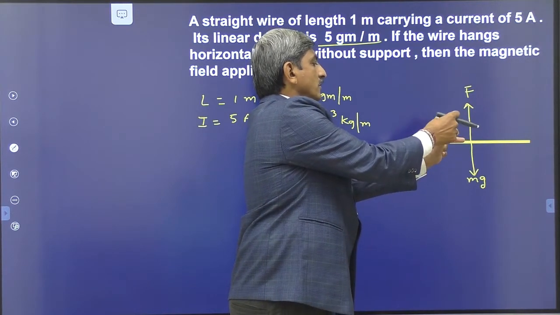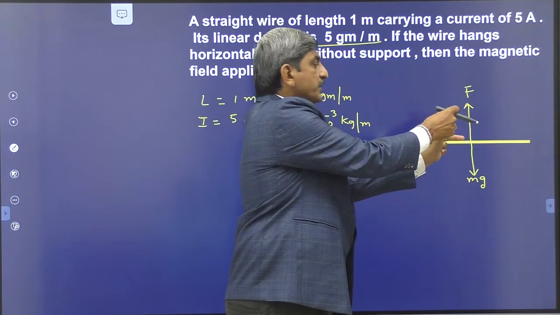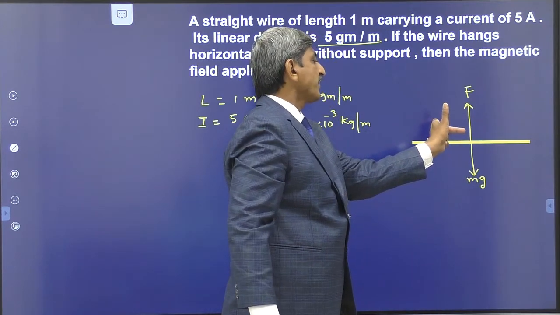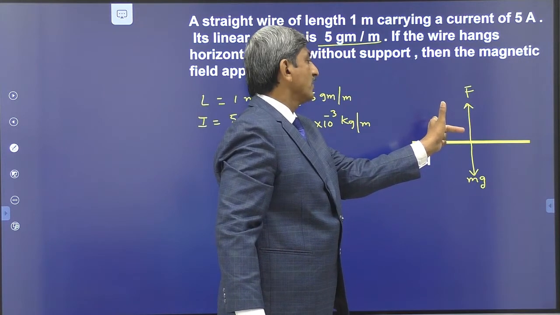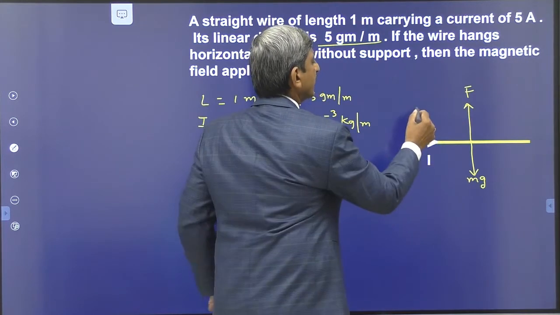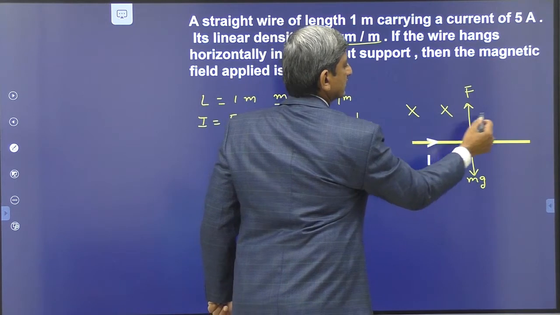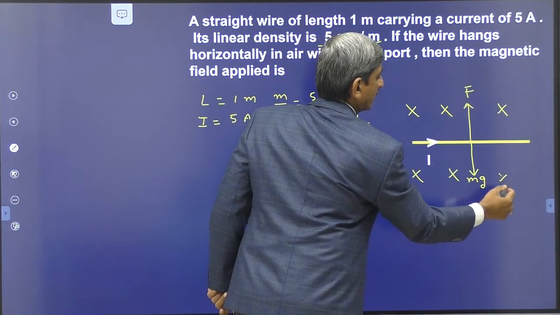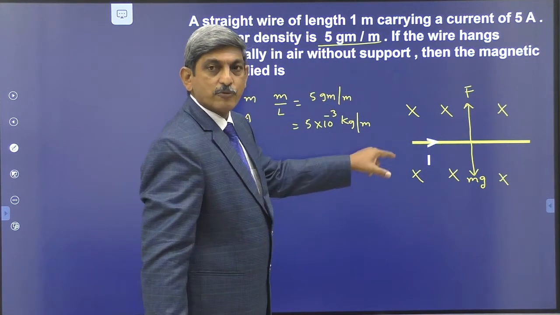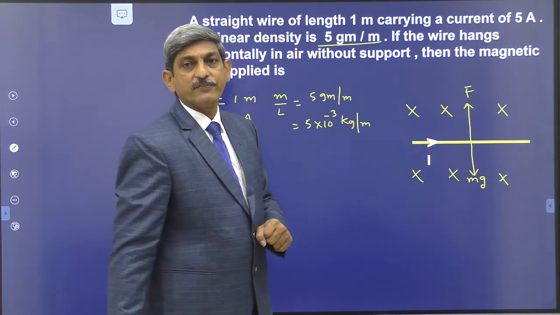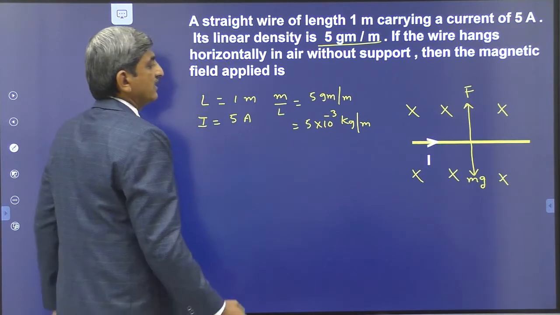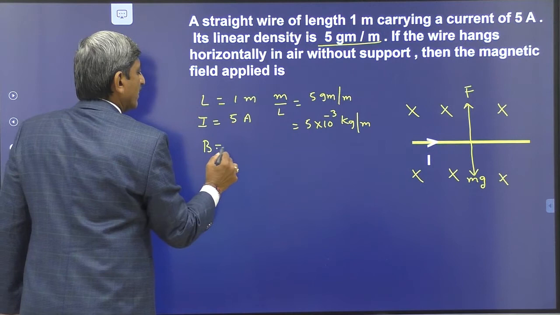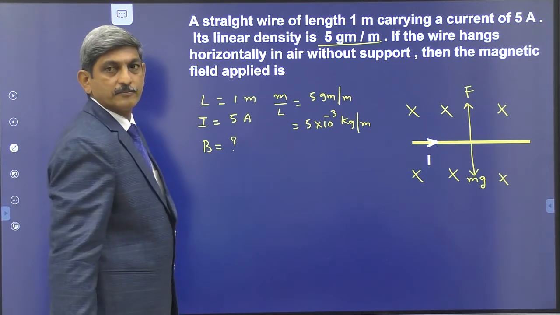Now, the force is in the direction of the thumb, the current is in the direction of the middle finger, then the index finger gives the direction of the magnetic field, which is perpendicular to the board and entering into the board like this. Now, I am going to determine the strength of the magnetic field. For that, let B be the strength of the magnetic field, which is to be determined.